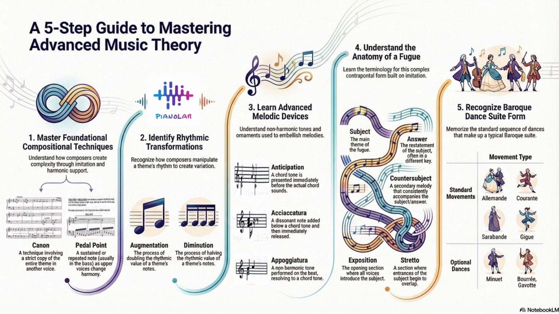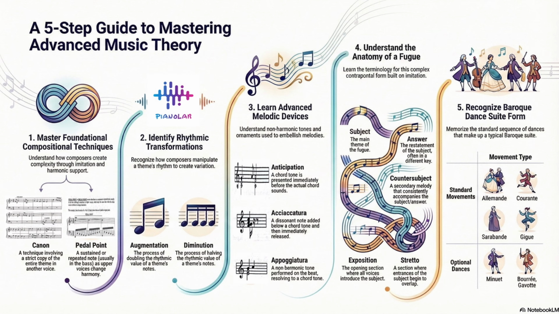The exposition introduces the subject and answer in all the voices. But once that's done, the composer needs some breathing room, a way to shift keys, and that leads to the episodes. Episodes are sections without the main subject, right? Exactly. They're used specifically to modulate, to help the music slide into a new key before the subject comes back in.